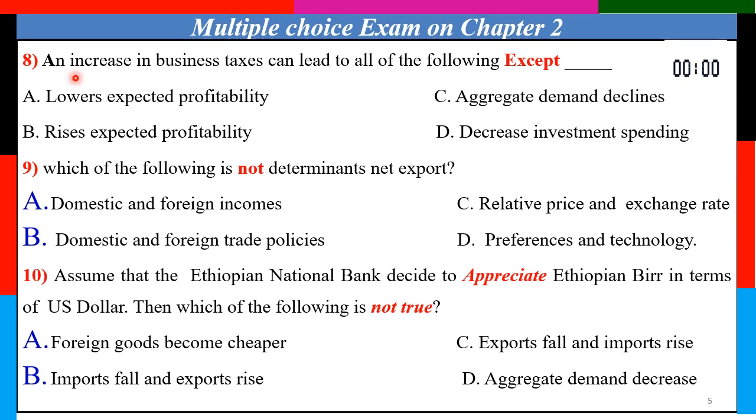Question number 8. An increase in the business tax can lead to all of the following except dash. A. Lower expected profitability. B. Rise in expected profitability. C. Aggregate demand decline. D. Decrease in investment spending.